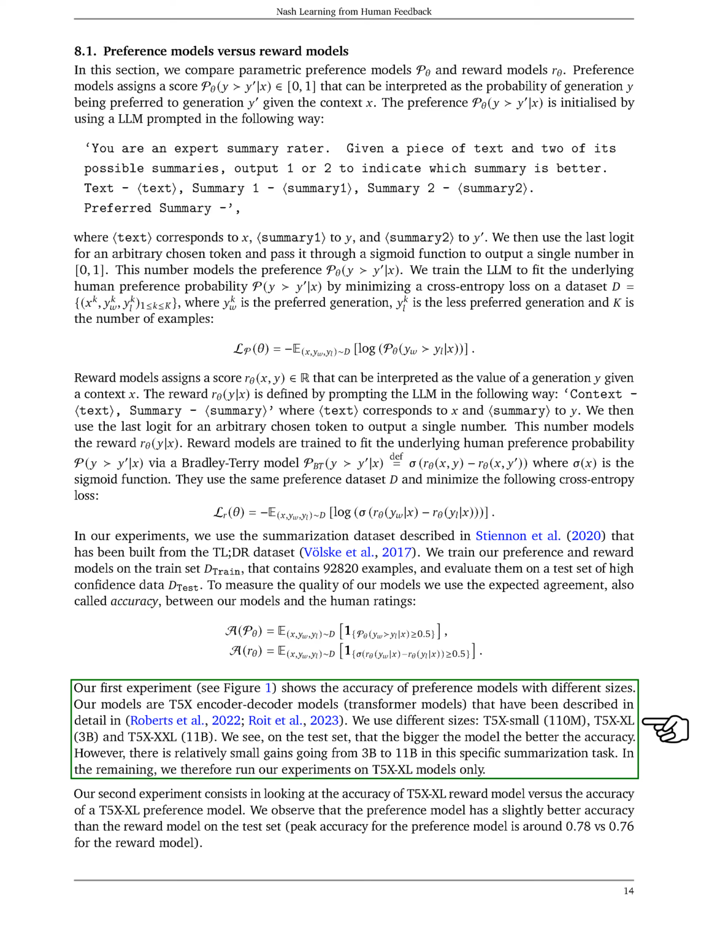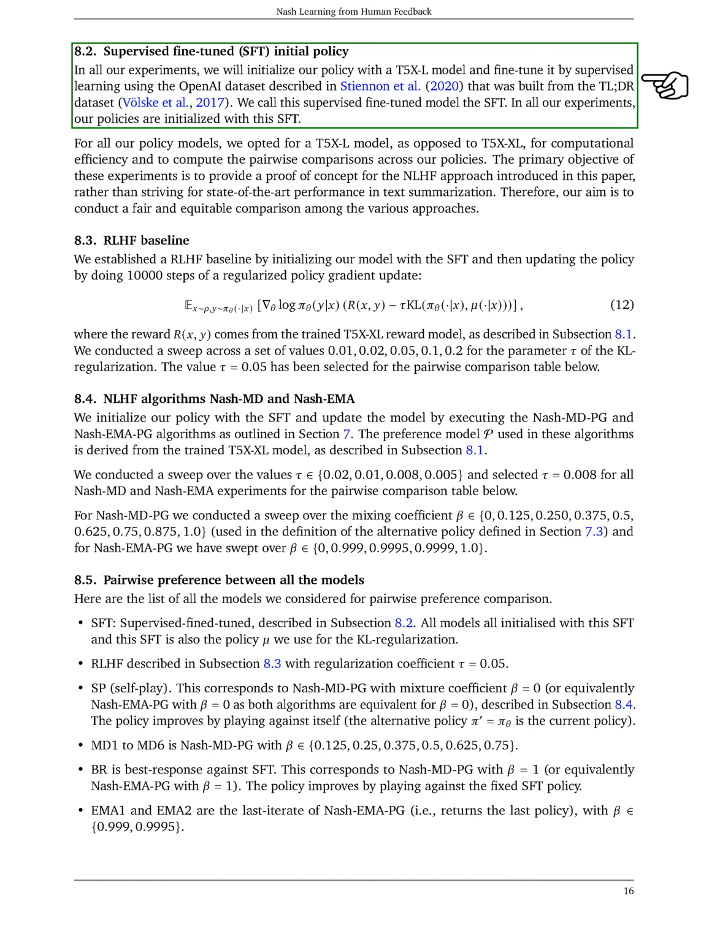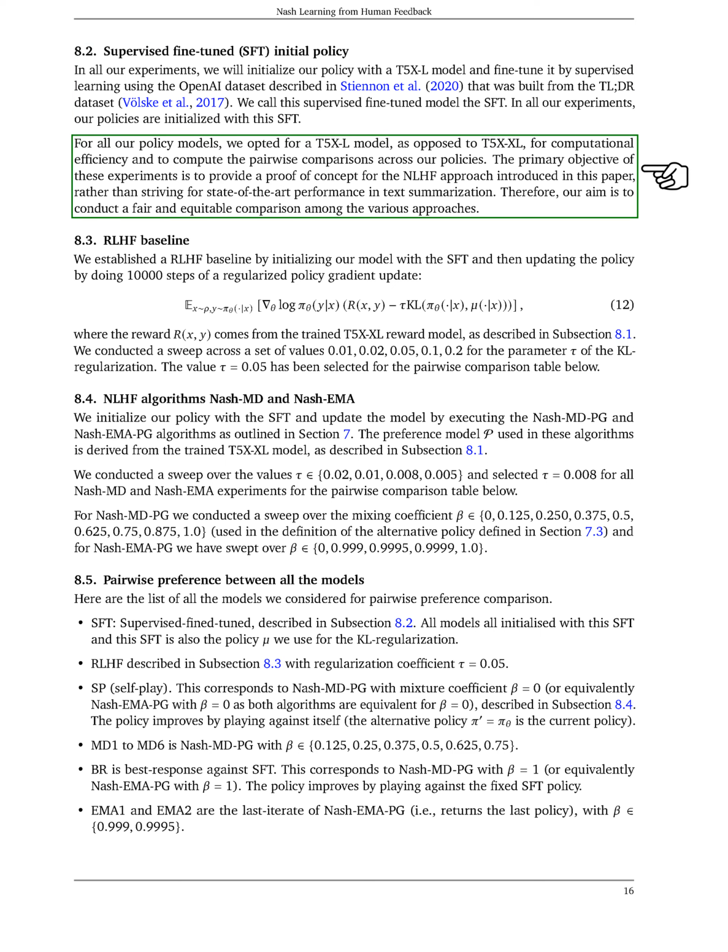Section. Supervised Fine-Tuned, SFT, Initial Policy. In our research, we start off by using a model called T5XL, which we fine-tune using a dataset from OpenAI. This fine-tuned model is referred to as the Supervised Fine-Tuned, SFT, model, and it's the starting point for all our experiments. We chose the T5XL model over the T5XXL model because it's more efficient and allows us to compare our policies more easily. Our main goal isn't to create the best text summarization model, but rather to test out the new approach we're introducing in this paper, which we call the NLHF approach.